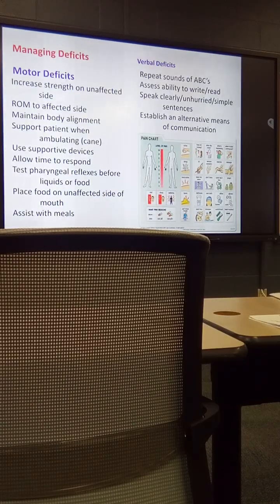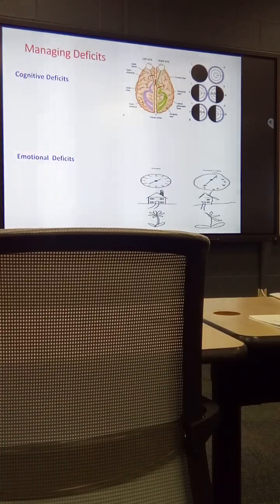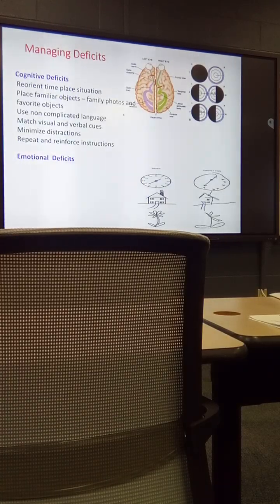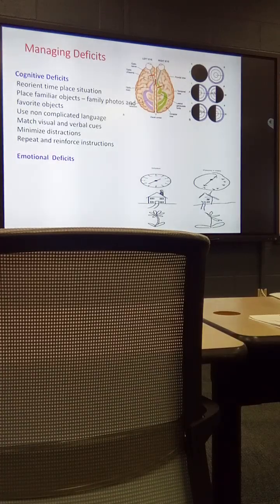Establishing communication. We have these communication boards or paper. They can point to what they're feeling. Cognitive deficits, we want to reorient them. Place familiar objects or family photos in their room. Favorite things. Use non-complicated language. We have to remember that we can't go in with complicated language with patients. We have to use terms that they will know.